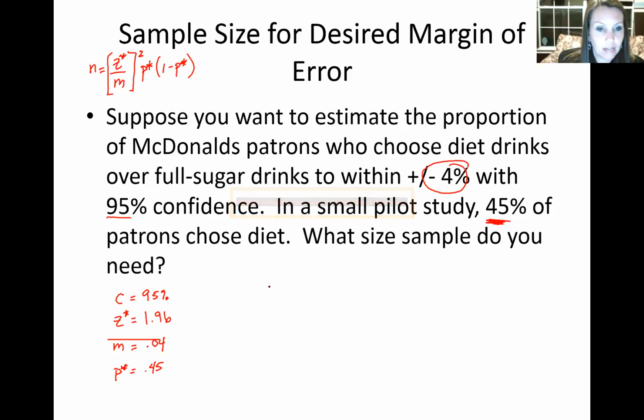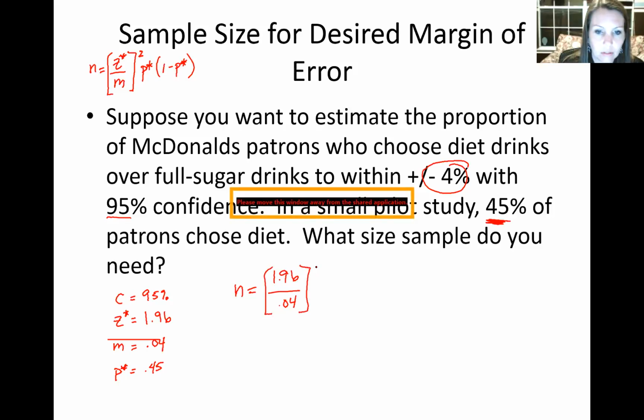Okay, so now that I have all these numbers here, we can go ahead and plug those in. So I'm going to have N is equal to Z star, which is 1.96, over M, which is 0.04, that quantity squared. And you wouldn't believe how often people forget that little squared sign up there. So just don't be one of those people. So then times P star, which is 0.45, times 1 minus 0.45.